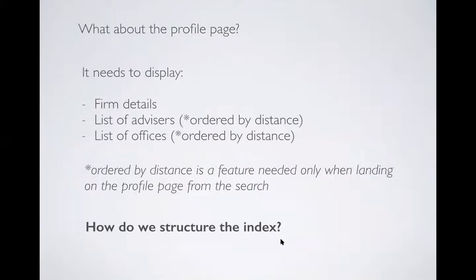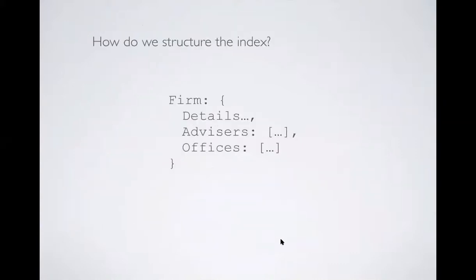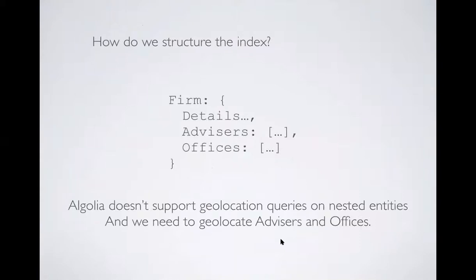And now the trickiest bit, probably: how do we structure the index? Very quickly, we have this way, which is the way it is now in production with Elasticsearch. You have a big nested structure: the firm, with the firm details inside, and then advisors and offices nested inside. But what's the problem with that? Algolia doesn't support geolocation queries on nested entities. You cannot do that.